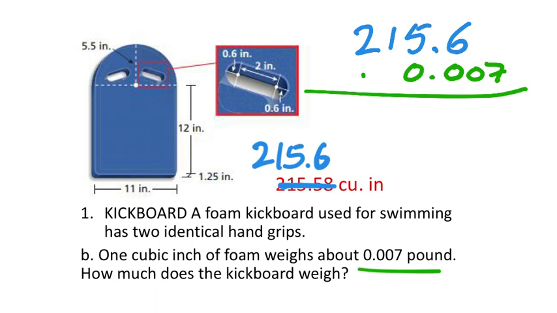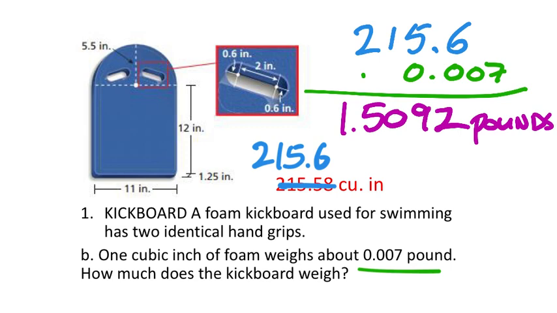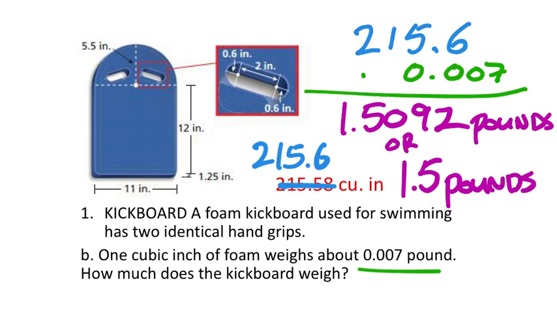What do we get? 215.6 times 0.007. Enter, and my calculator shows 1.5092. That's not a bad decimal, and yeah, that would be in pounds, by the way. But like we did on the last problem, I'm just going to round this to the nearest tenth to make that 1.5 pounds. Okay, so it's very light, but it's also not very big either, and it's made of foam. Apparently, pretty light foam.